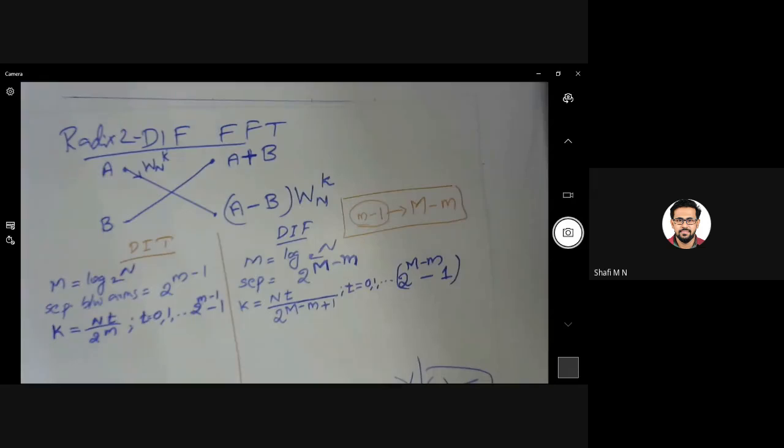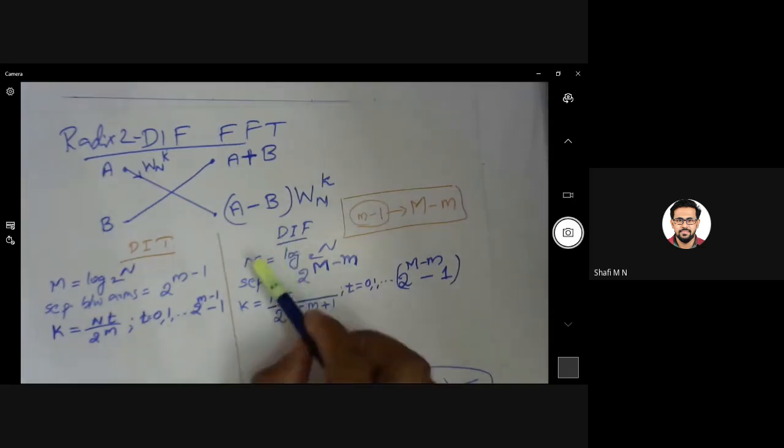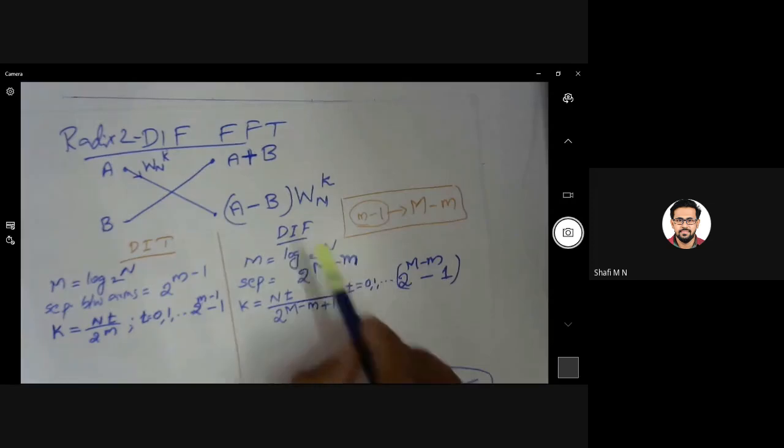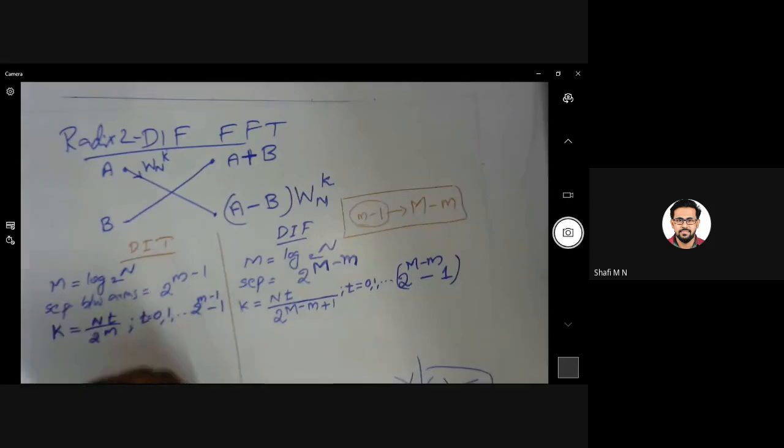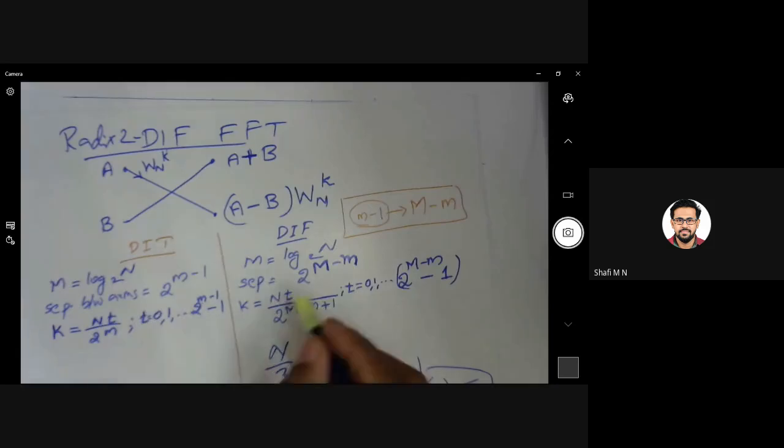And you can say that the general theory, you have to elaborate it. Total number of stages capital M is given by log n to the base 2. Then each stage consists of n by 2 butterflies, the total number of butterflies involved in a stage. N by 2 butterflies, log n to the base 2, that much number of stages will be there. And separation between the arms is 2 raised to m minus 1. Tidal factor exponent is computed like this.